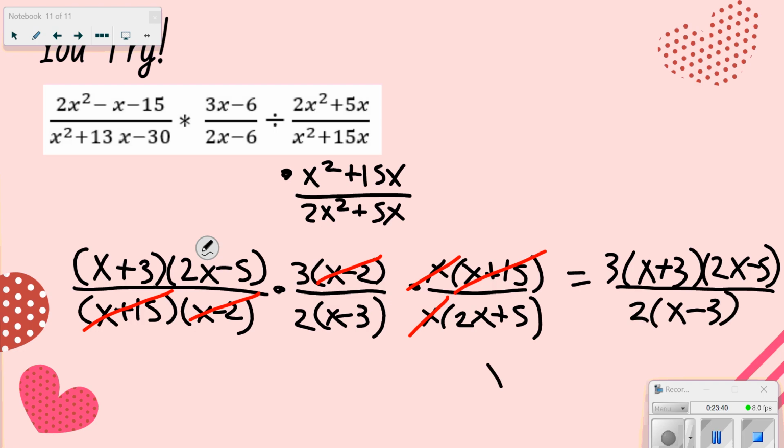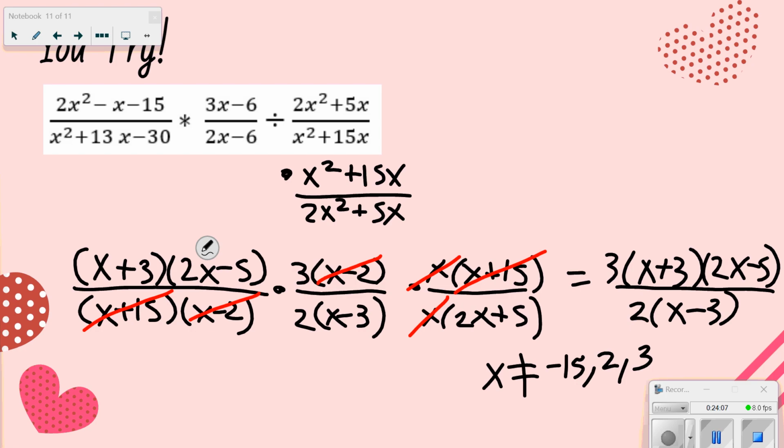Now we're not quite done. What values can x not be? So with your first fraction, what values could x not be? Minus 15 and 2. What other values with my second fraction can x not be? 3. And then with my third fraction, what values can x not be?